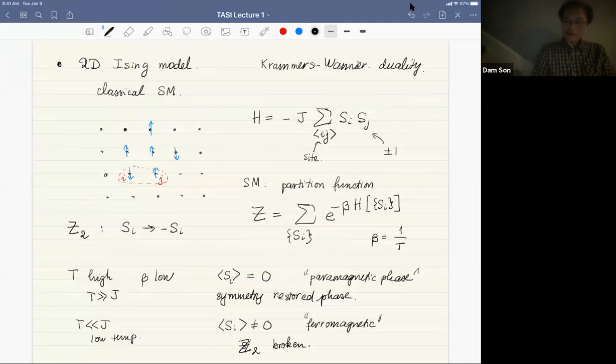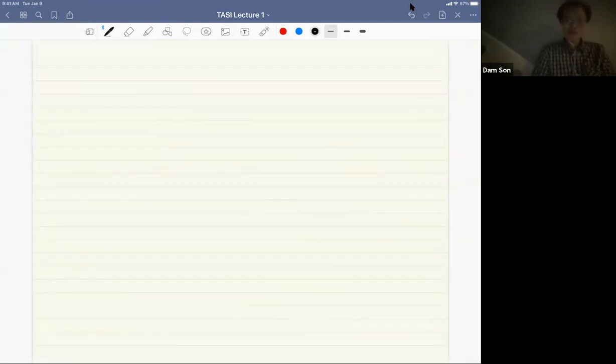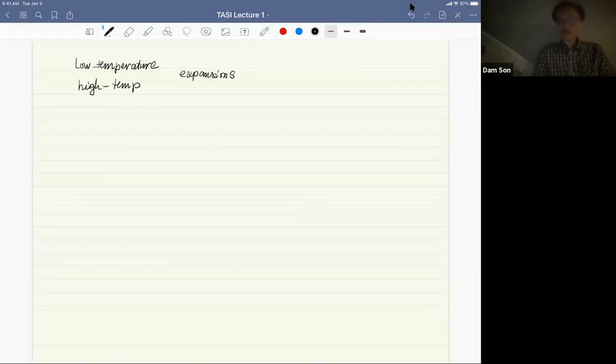Okay, so now I'm going to show you that there is a duality in the Ising model that maps the Ising model to itself. In order to derive this duality, we have to talk about two expansions, called the low temperature and high temperature expansions. These are series expansions for Z, the partition function.